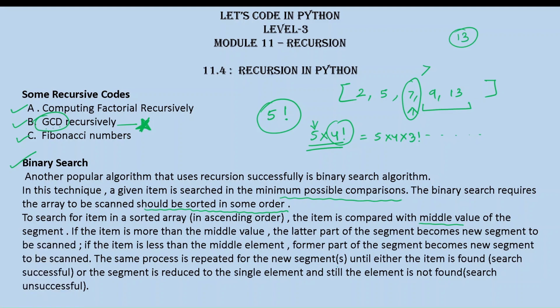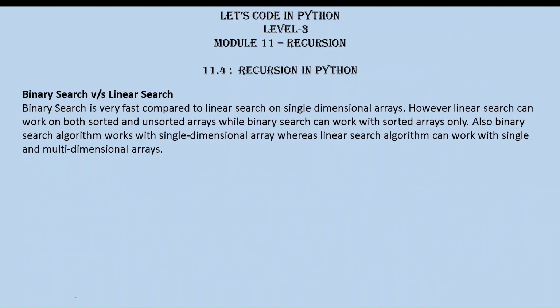The same process is repeated for the new segments until either the item is found, that is, the search is successful, or the segment is reduced to a single element and still the element is not found. That is the case when the search is unsuccessful. So either it is successful or it is unsuccessful. I think we've already done binary search.